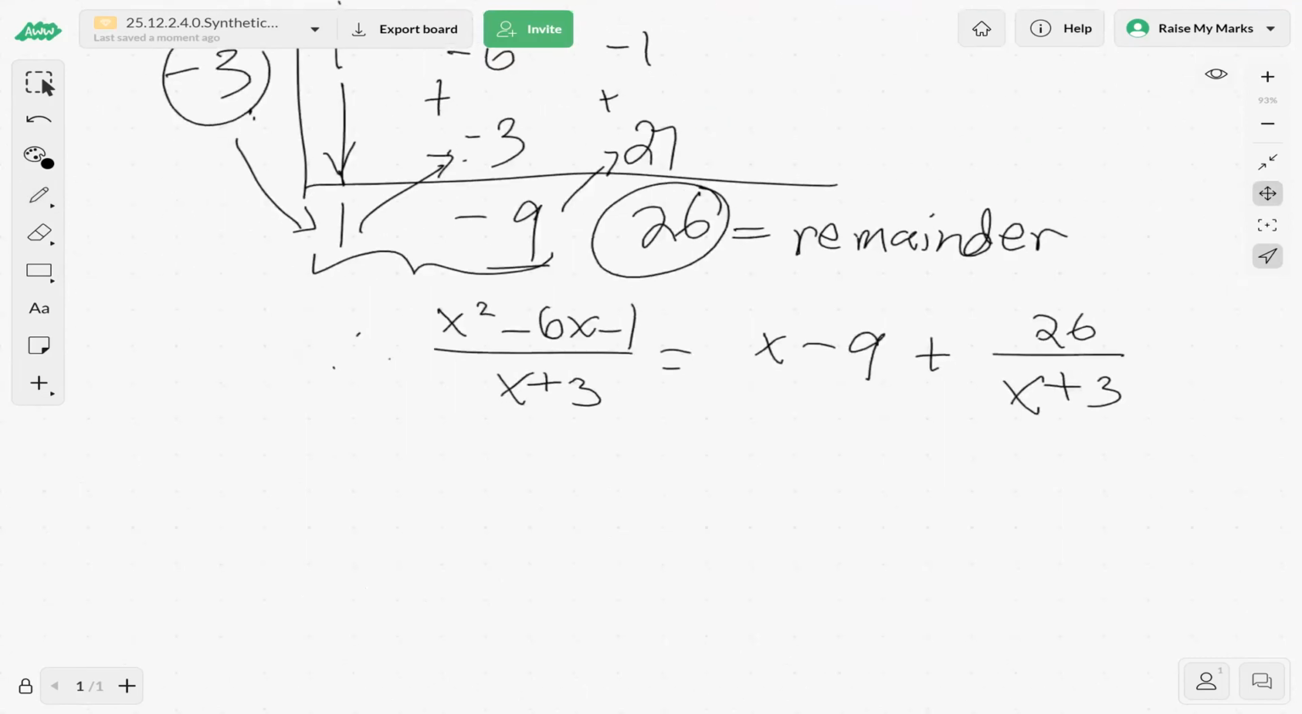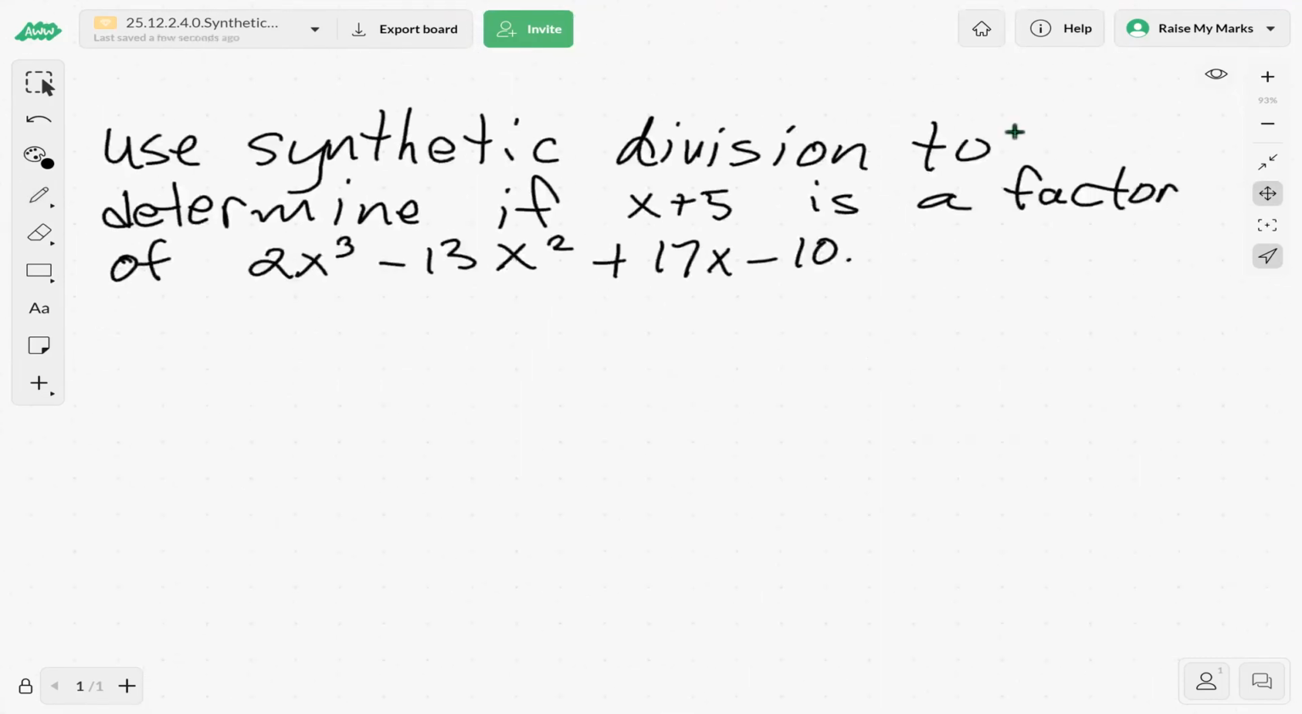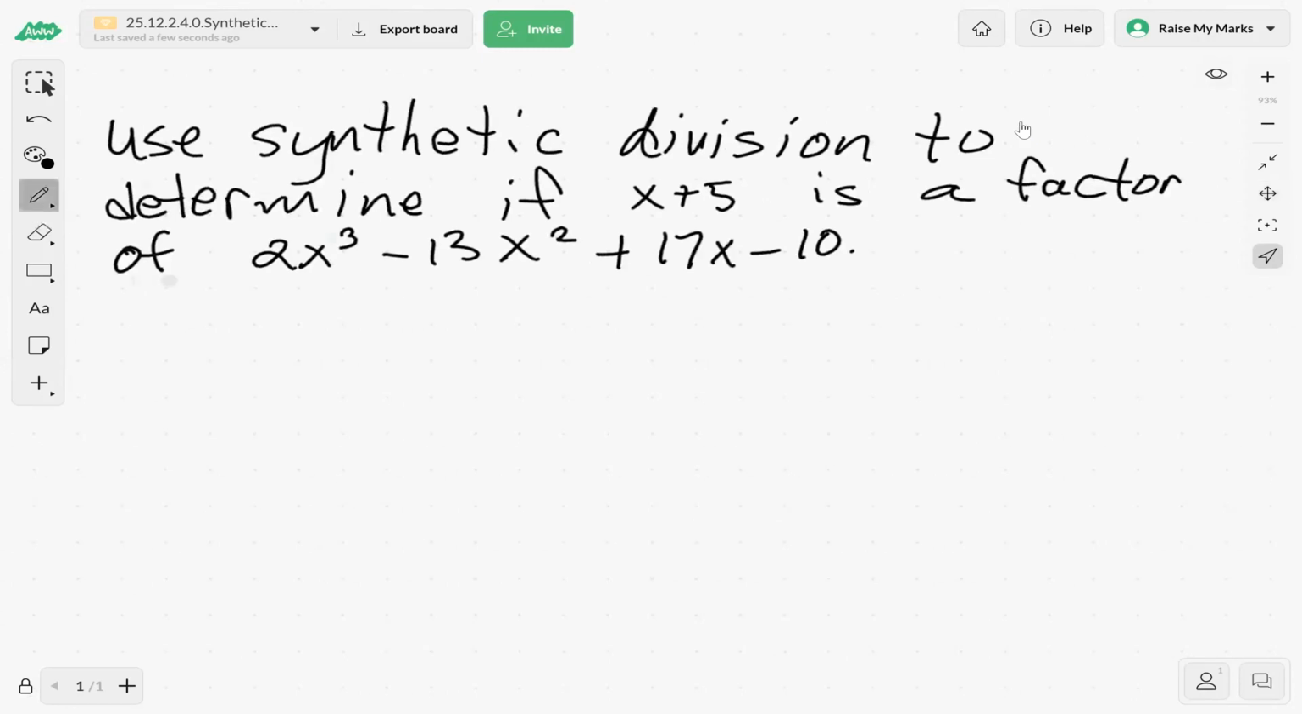All right, let's try one more. So here we're asked to use synthetic division to determine if x plus 5 is a factor of this polynomial, 2x cubed minus 13x squared plus 17x minus 10. All right, so what we want to do is divide x plus 5 into this polynomial. And if our remainder is 0, then yes, x plus 5 is a factor of our polynomial. We're going to use synthetic division. We can because x plus 5 is a linear factor.